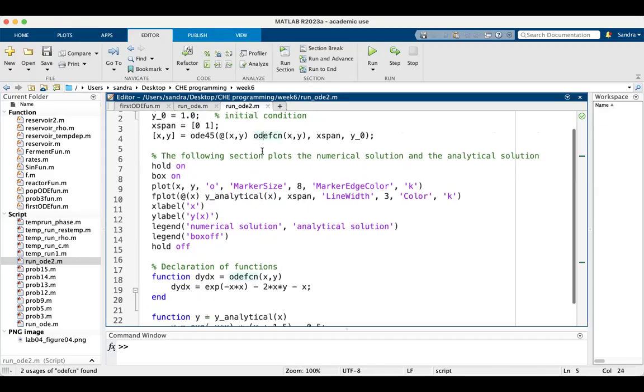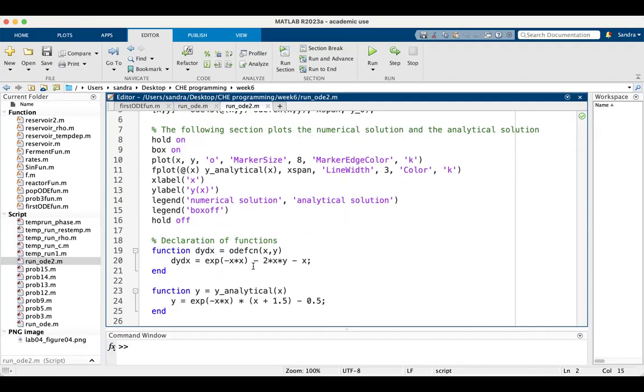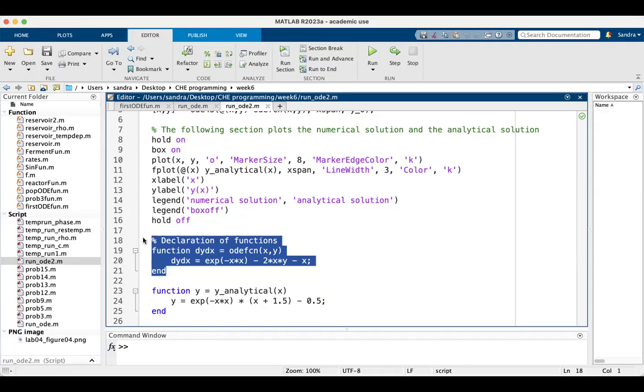Let's see that. The ODE function will be this, as I said earlier. These two terms have to go to the other side. So it will become e raised to minus x square minus 2xy minus x. This will be dy by dx, and that will be the output of the function. So this is the ODE function that we need to solve.